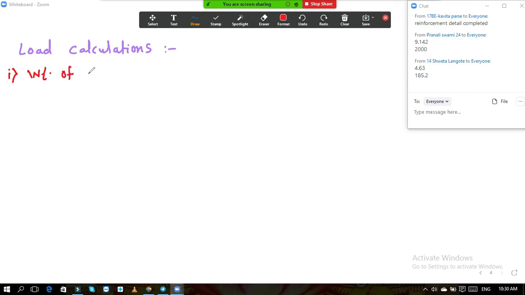Weight of waist slab. We are calculating this for 1 meter width, per running meter. So what is the depth? Depth is 200, so it is 0.2 into 1, the width we have assumed, into 25. This is the weight for a horizontal slab, but it is inclined, so we need to multiply this by sec theta.